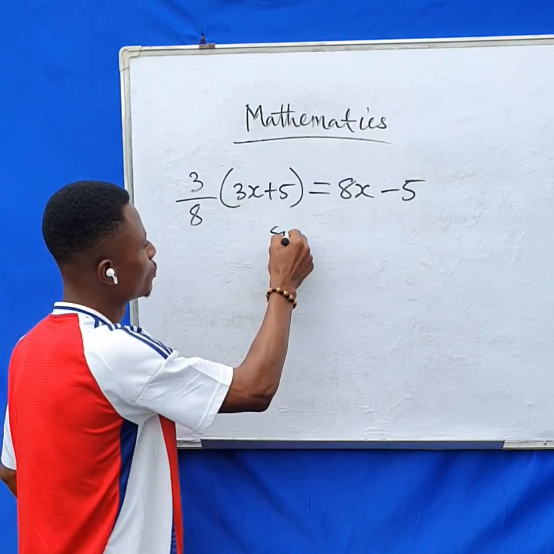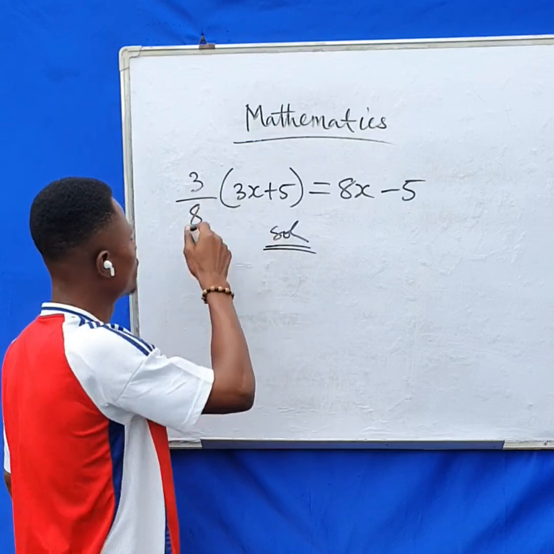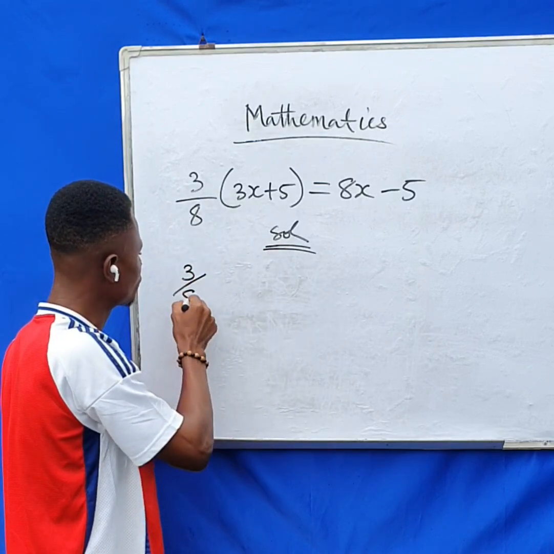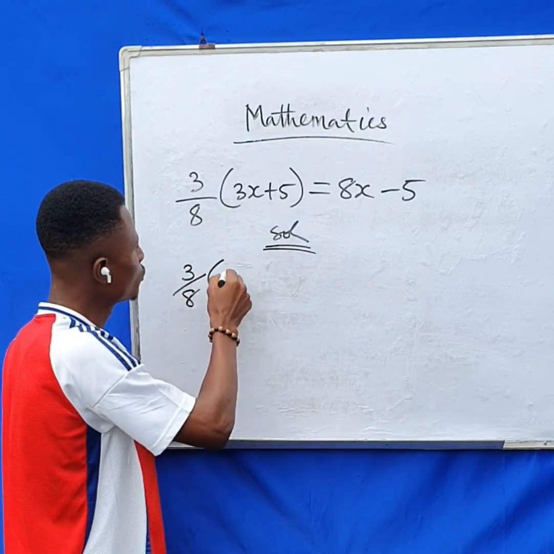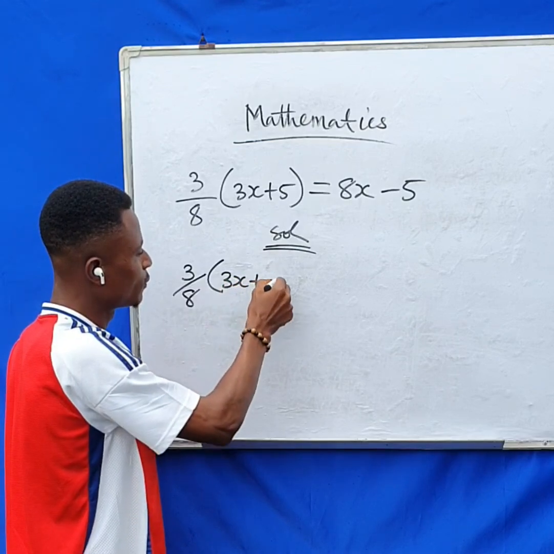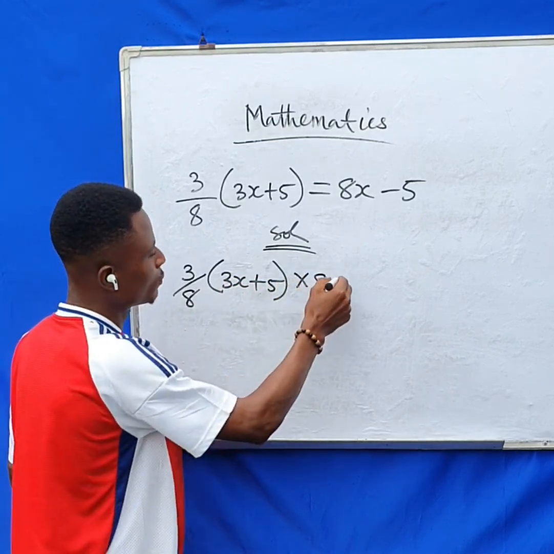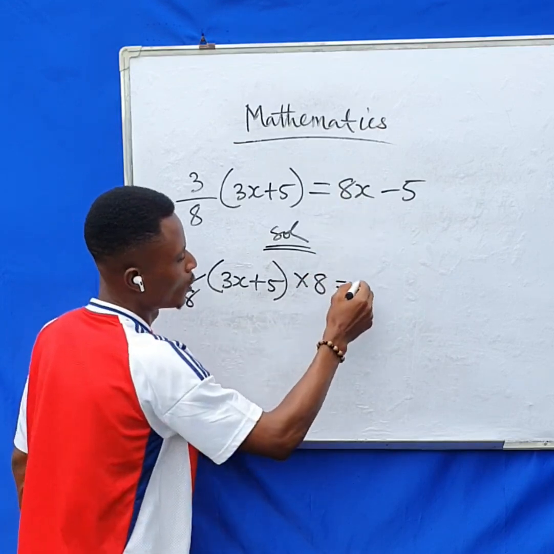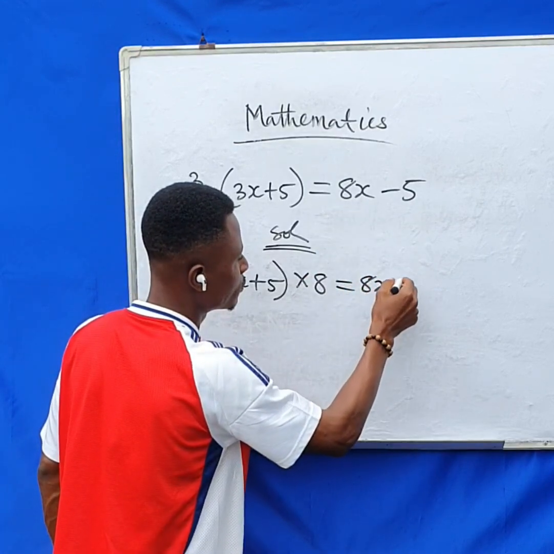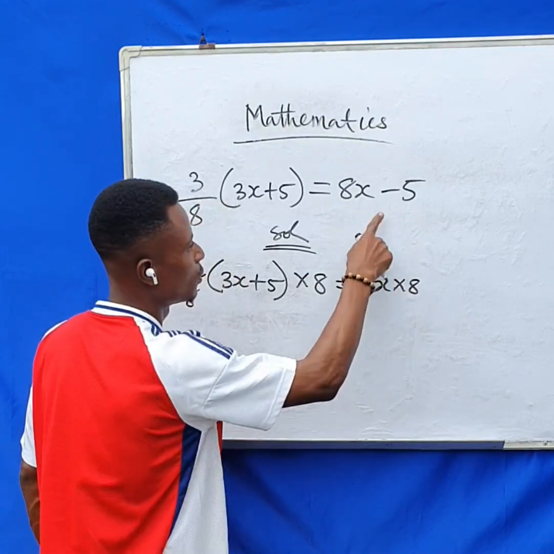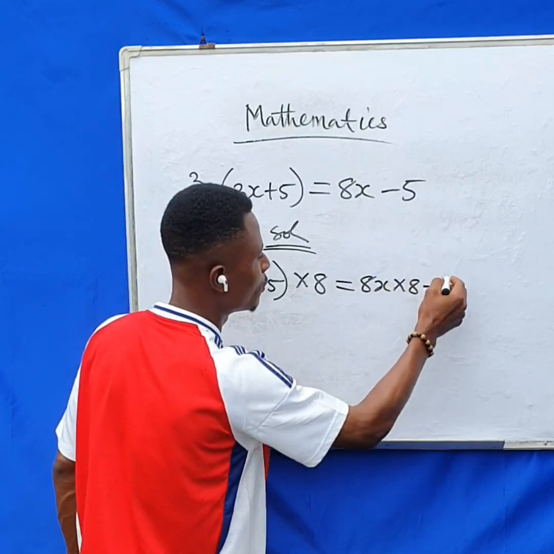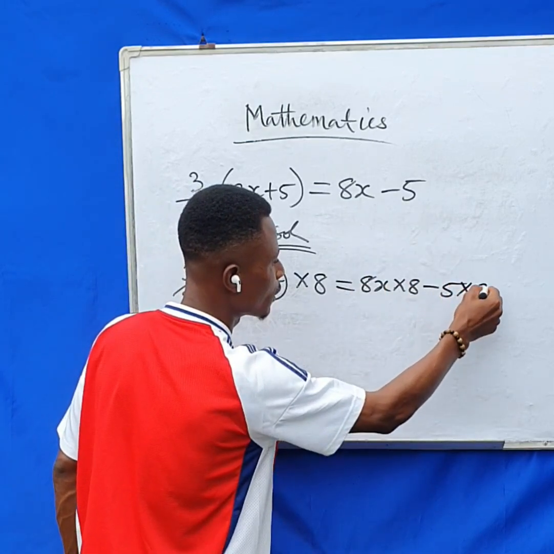So this is the solution. We write down what we have: 3 over 8 into 3x plus 5. Then we multiply that by 8. Remember, we are multiplying all through by 8. Equal to 8x times 8. Then minus 5 times that same 8.